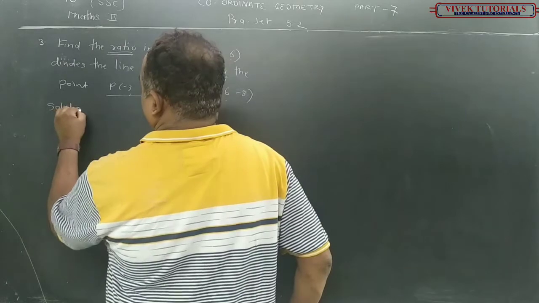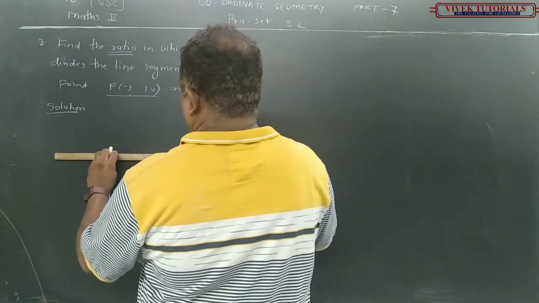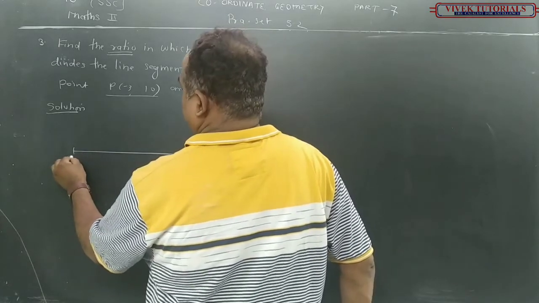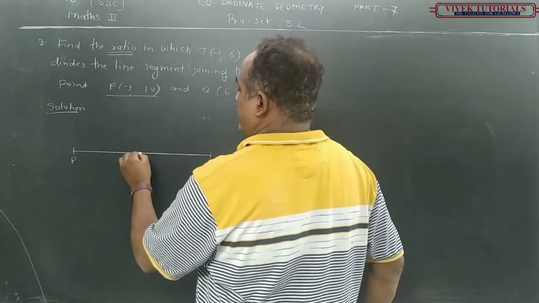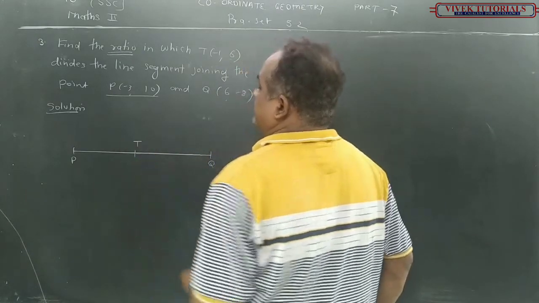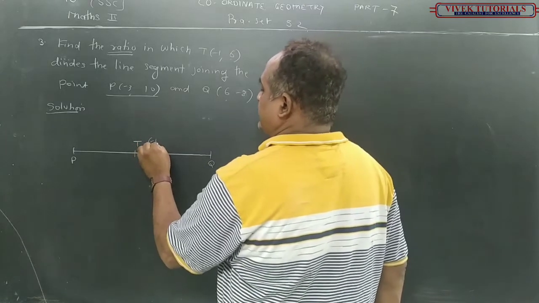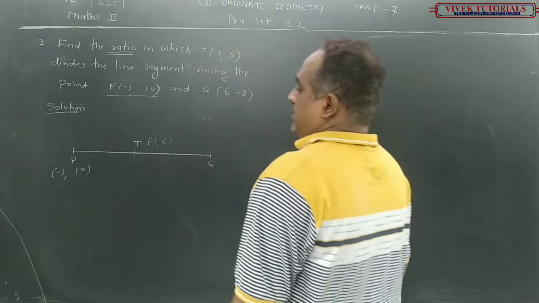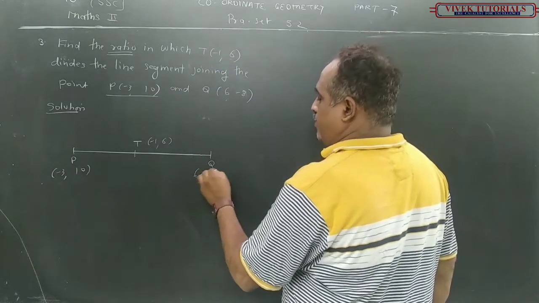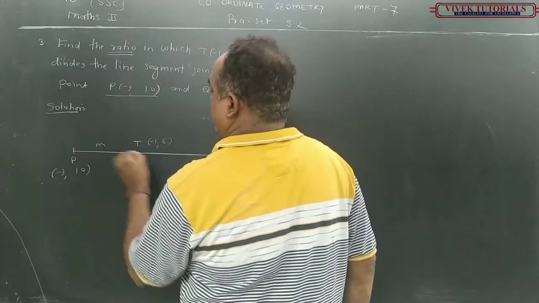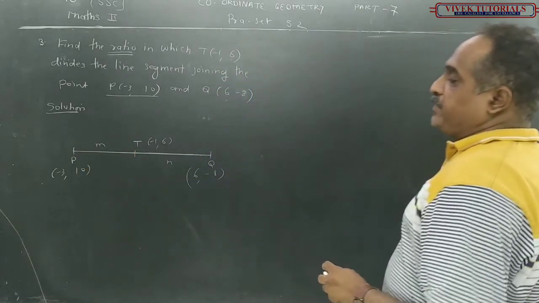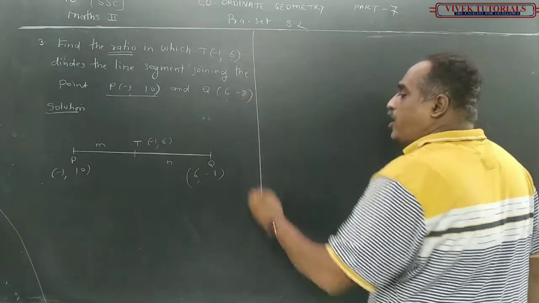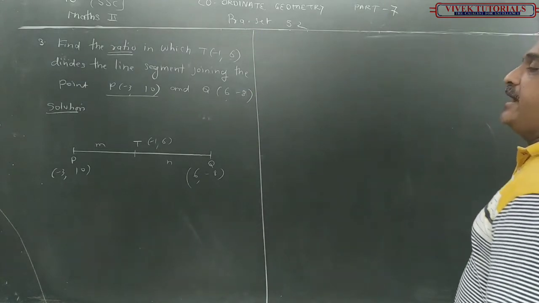Solution. We'll draw a figure. P, Q, and this is T. T is (-1,6), P is (-3,10), and Q is (6,-8), and the ratio we will take as m:n. Okay, so we'll solve as we are solving. Don't worry for that. We'll get the answer easily for m:n.